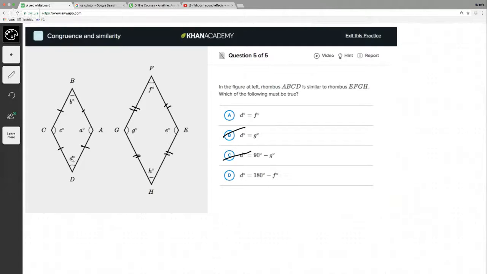This is saying that D and F are supplementary. D and F, no, they're not supplementary, not necessarily, and they're definitely not in this case. They look to be way less than 180. So we're just going to go with A.